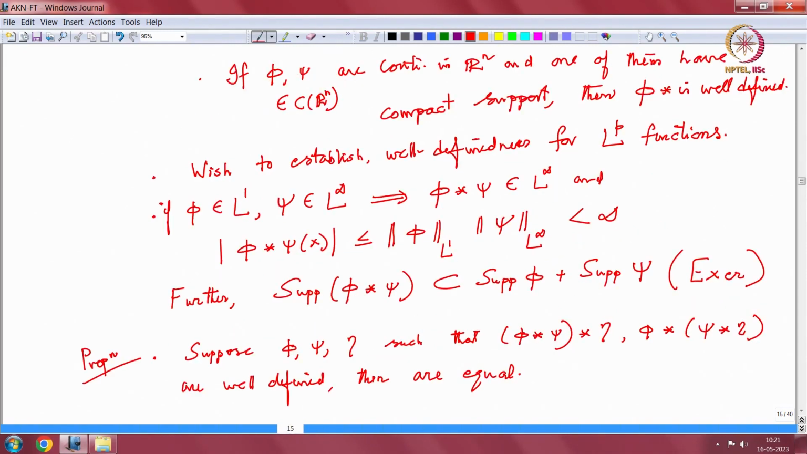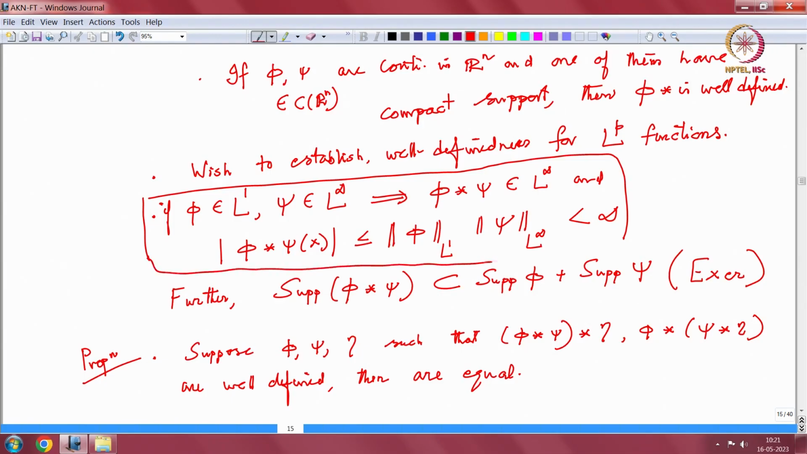And one simple estimate we have seen yesterday, and we are going to see this more, is this one: if phi and psi are continuous in Rn and one of them is compact, then the integral of a continuous function in a compact set, in the definition of phi star psi, is well defined. And if phi is in L1 and psi is in L infinity, then phi star psi is in L infinity. We are going to see soon that it is true for any Lp, and then you get this estimate.